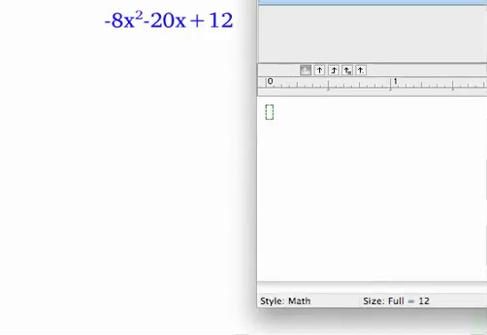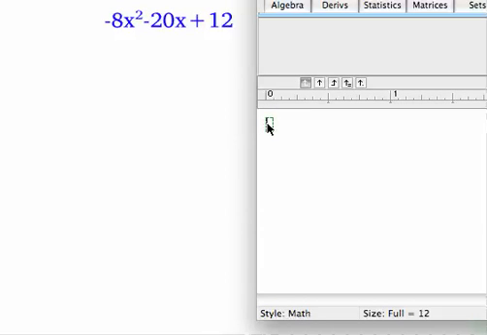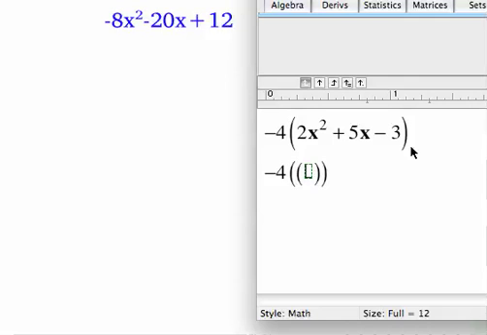I'm just going to show you in this MathType window. The common factor is negative 4. If we factor out negative 4, inside we're left with positive 2x squared plus 5x minus 3. Then I'm just going to use my trial and error method to factor this. So negative 4, and make a pair of brackets.